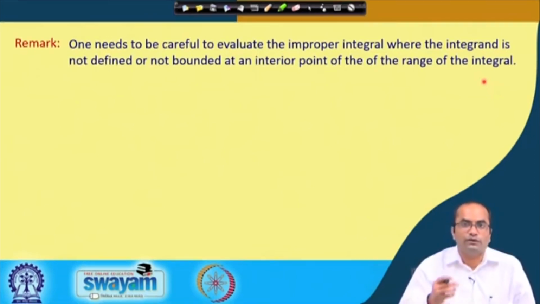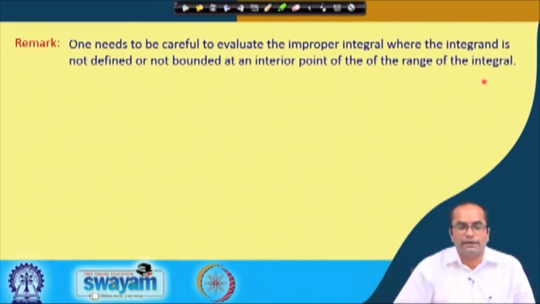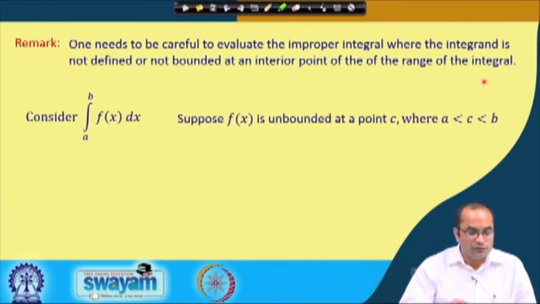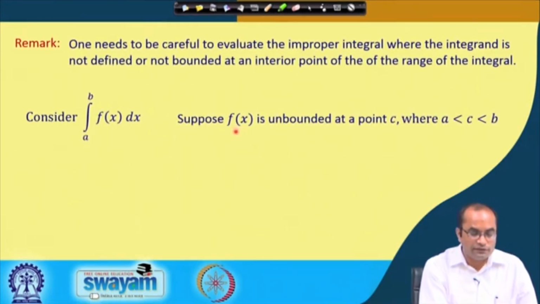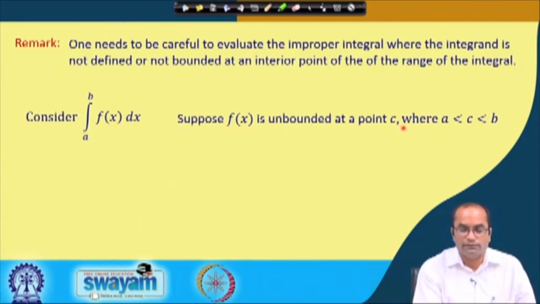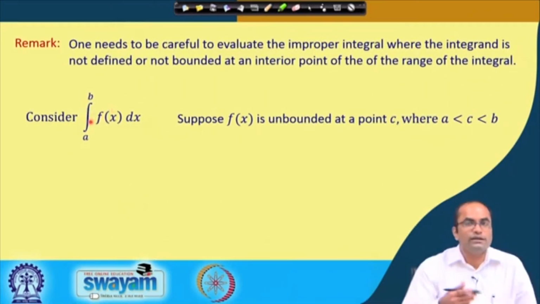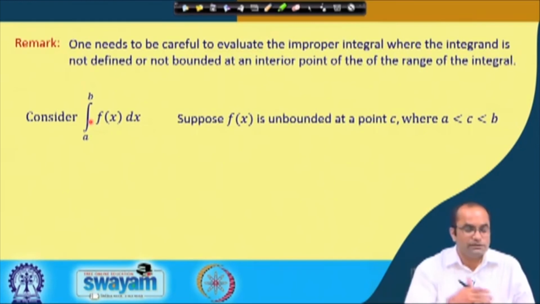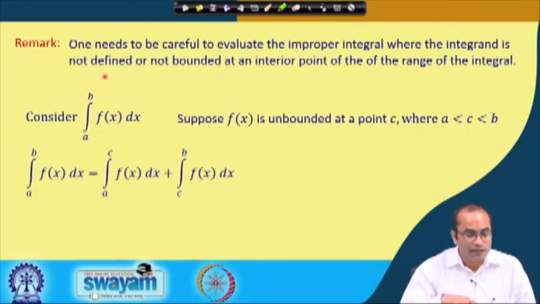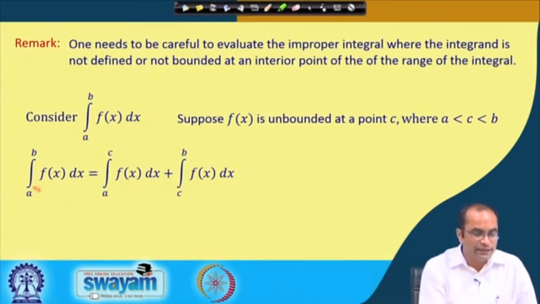So, if we have a point in the middle, not the end point, where the integrand is unbounded or not defined, we have to be very careful with the evaluation. Suppose we have the integral from a to b of f(x) dx, and further let f(x) be unbounded at a point c, where c is between a and b. So f(x) becomes unbounded at the point c, which is in the range of this integral, and then we have to break the integral at that point.